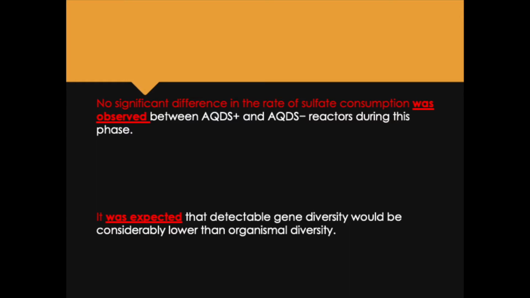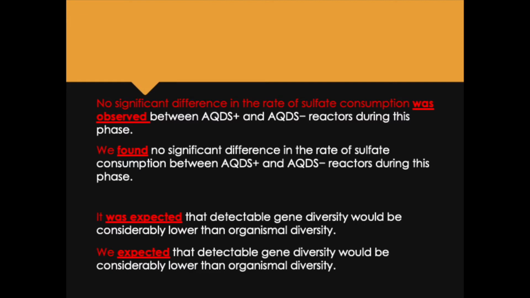Here are two more examples. No significant difference in the rate of sulfate consumption was observed between AQDS plus and AQDS minus reactors during this phase. All right, so let's think about that. No significant difference was observed. So who was observing it? We could easily say we found no significant difference in the rate of sulfate consumption. Now we've acknowledged that it is us.